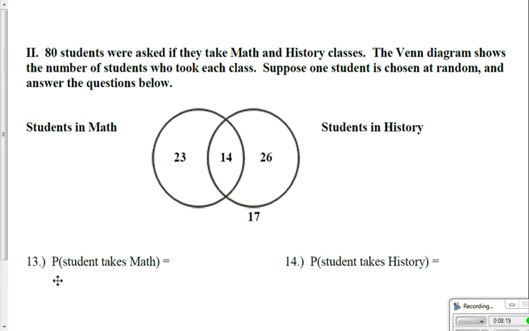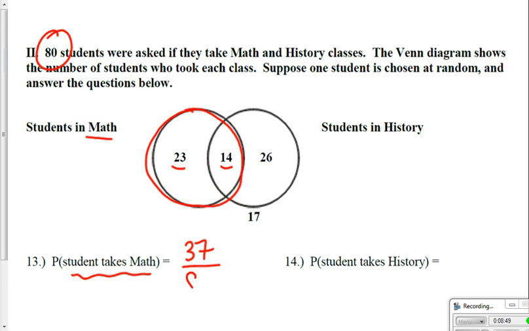Question 13 says to find the probability that a student takes math. So I look up here at my Venn diagram, and my math group is this one over here. There certainly are 23 people who take only math of these two classes, but these 14 people take math as well as history, which puts them in this group of math people. So I would add together 23 and 14 and get 37, and it's 37 out of 80 that would be my probability that a randomly selected student is someone who takes math.